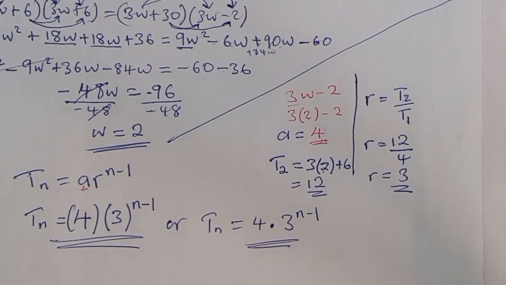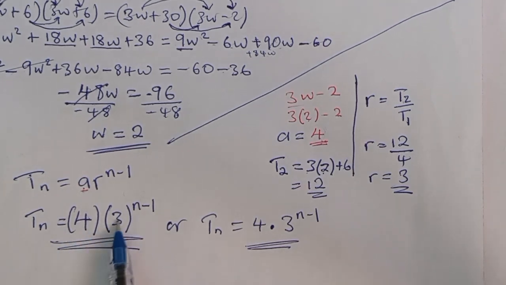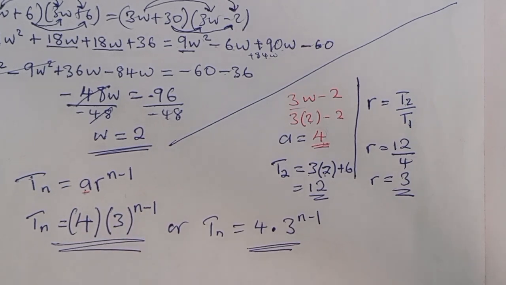The mistake that you can make is to multiply 4 times 3. You can't multiply because of this power. So don't make a mistake to multiply these two because of the power here. You can't multiply that one.